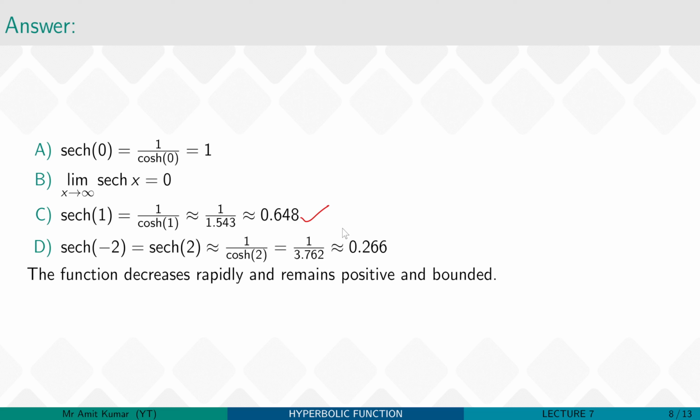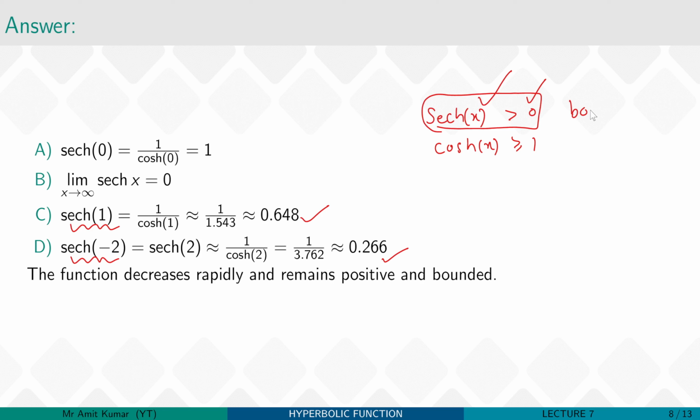Here is sech 1 and here is sech minus 2. Okay. Remember one thing, the value of sech x is always positive. Also, cosh x is always greater than or equal to 1. Okay. So remember one thing here, sech x is a bounded function. Remember one thing also, tanh x is also a bounded function.